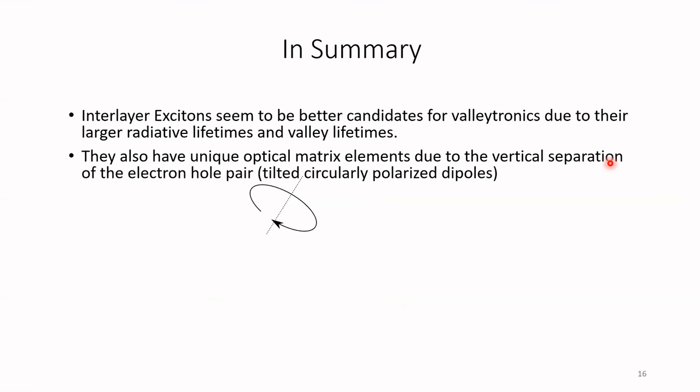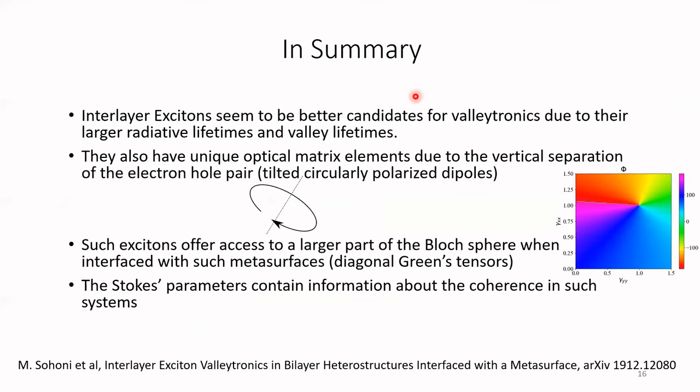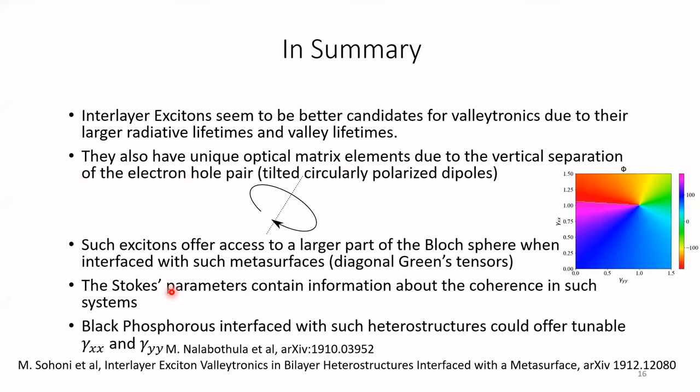Just to summarize, I know this was a very long and tedious talk. Interlayer excitons definitely seem to be better candidates for valleytronics as compared to intralayer excitons. They have unique tilted orthogonal dipole moments, which offer access to pretty much the entire Bloch sphere, constrained by decoherence. And the readout is really easy for such systems because it's just measuring the polarization of the emitted photons.